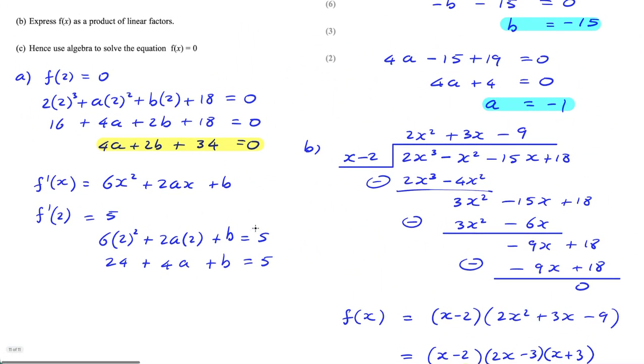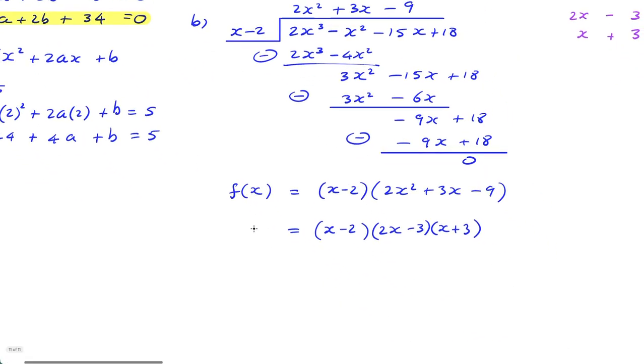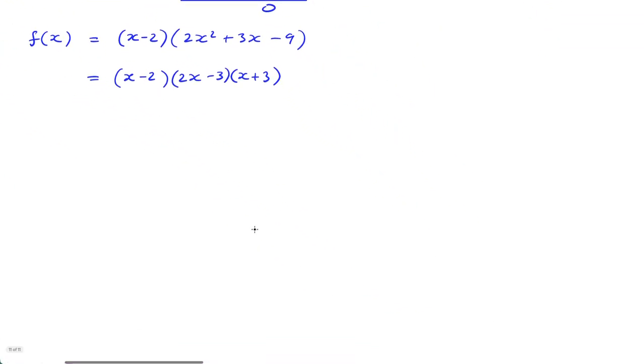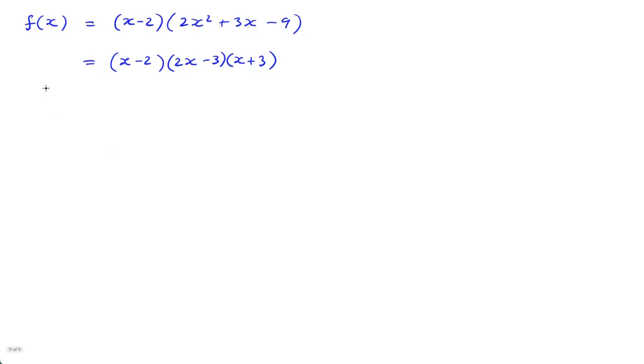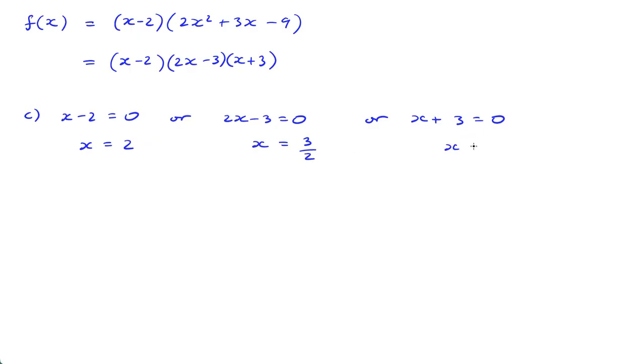Part C, hence use algebra to solve the equation. Okay, so this, guys, is then very easy. Once you've done this, we've done the hard bit. That means that x minus 2 equals 0, or 2x minus 3 equals 0, or x plus 3 equals 0. So my solutions are x equals 2, x equals 3 over 2, or x equals negative 3. Okay, that, guys, is question 4.